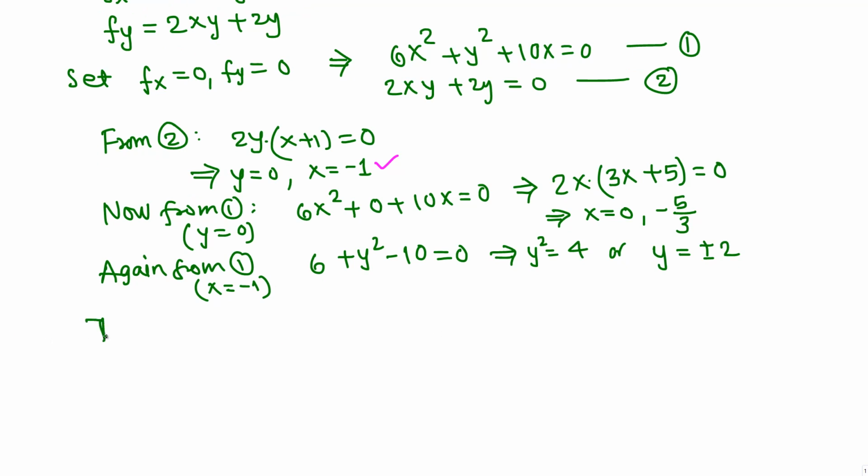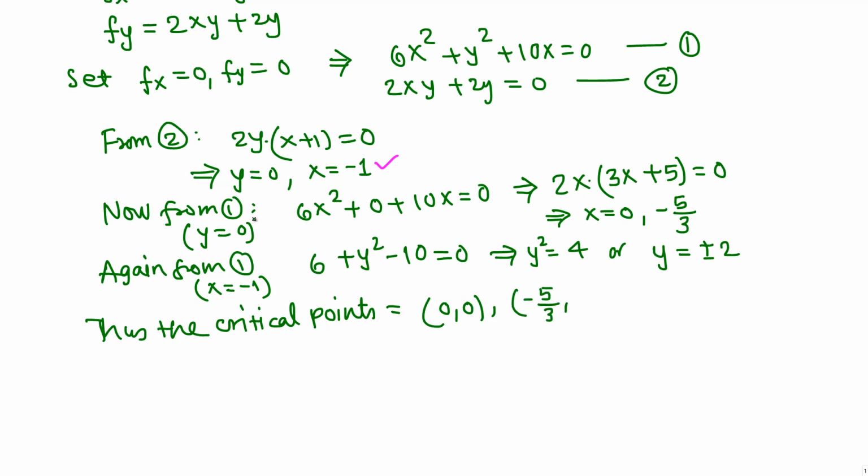Thus the critical points are: when y was 0, we found two x values. So (0, 0), because we need to write x first, and (negative 5/3, 0), and from x equals negative 1: (negative 1, 2) and (negative 1, negative 2). Final.